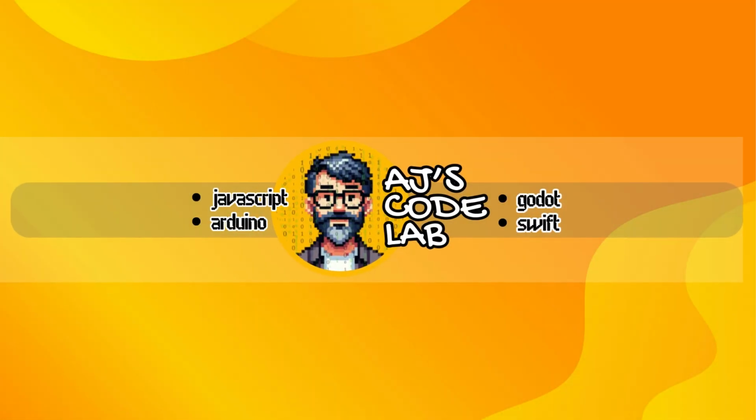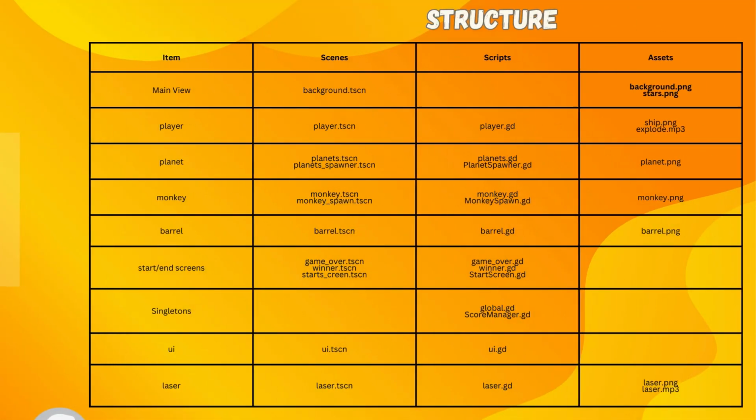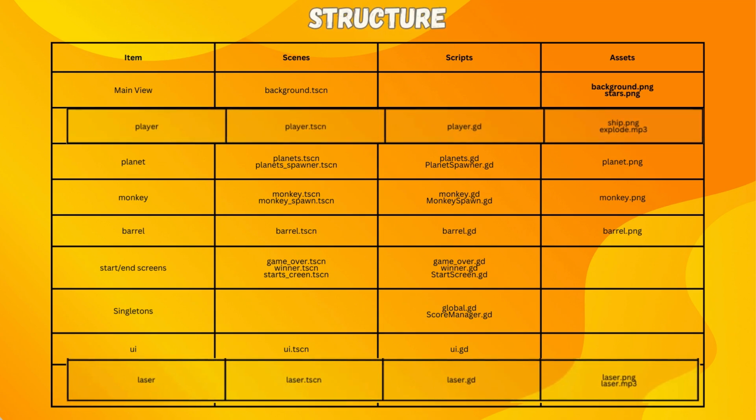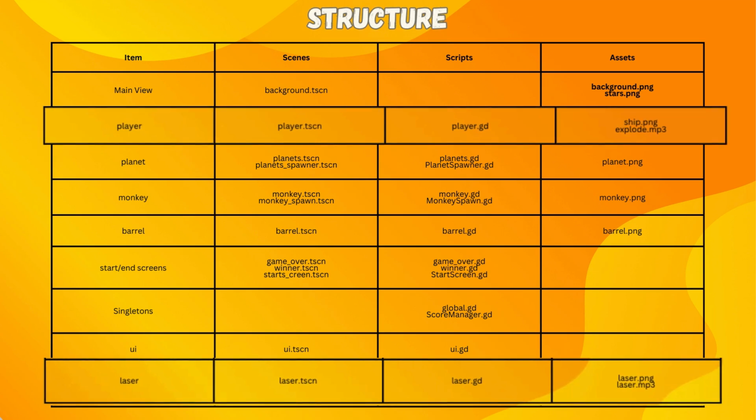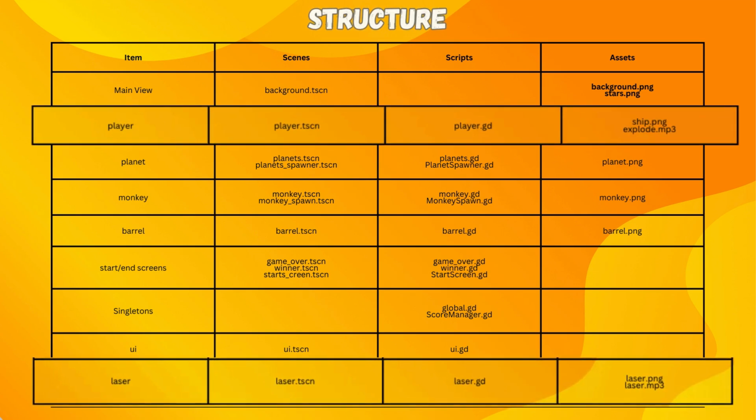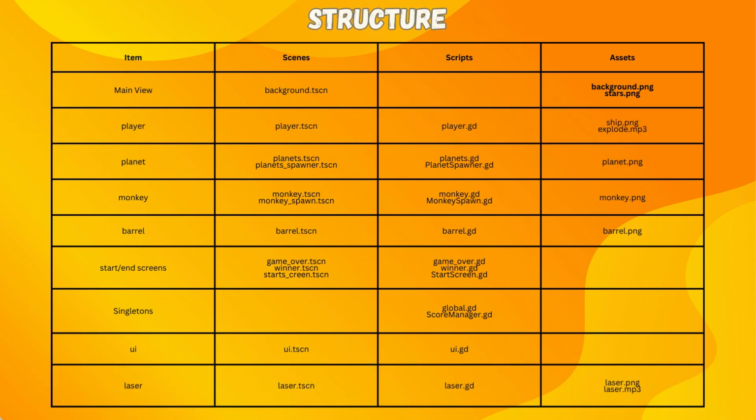In Godot 4 tutorial series. In this one we're going to be adding a laser. We're going to be making a new scene called laser.tscn as well as the script for that. We're going to need our laser PNG and our laser MP3, and we're also going to play around in our player script so that we can actually shoot.